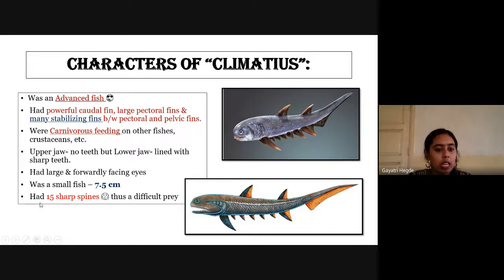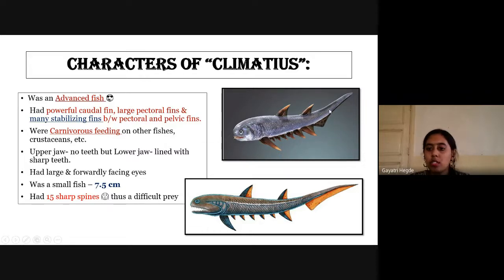Okay. It had 15 sharp spines inside the body. Okay, inside the body it had 15 sharp spines. That's why it was a very difficult prey. मतलब predators इस पे hunt नहीं करते थे usually. ठीक है? It was very difficult to be consumed by the predators. Okay, it is a very easy fish to remember. If you go through the characteristics and remember it through the diagram, you can easily remember.